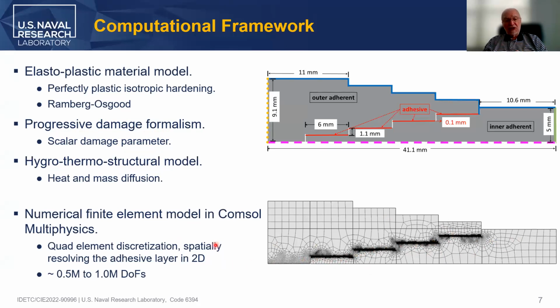Depending on the physics, this is a model that is relatively manageable on a small system, and it varies depending on the physics and on the nonlinearity models that we use, anywhere between 0.5 to 1 million degrees of freedom.